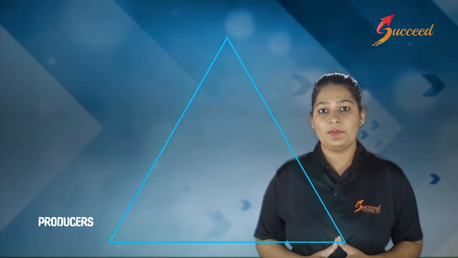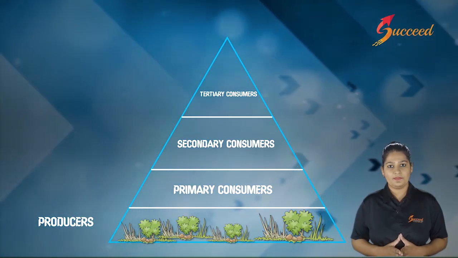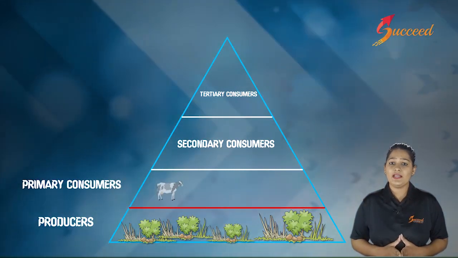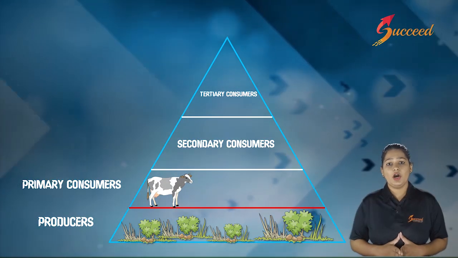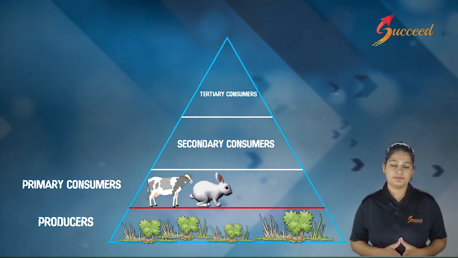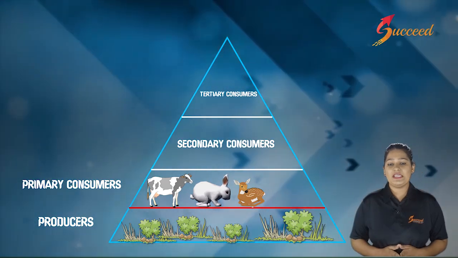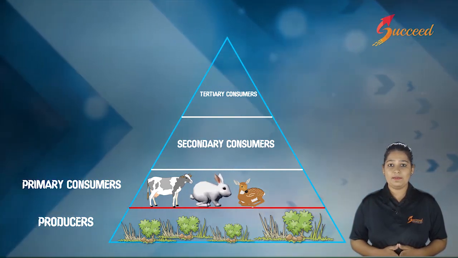And why do they depend? Because they cannot perform the process of photosynthesis. They have to depend on the plants for their food. Now, these consumers can again be classified into three types: primary consumers, secondary consumers and tertiary consumers. Primary consumers are the organisms who depend on primary producers directly. For example, herbivores. Now, what are herbivores? They are the organisms which eat plants. For example, deer.